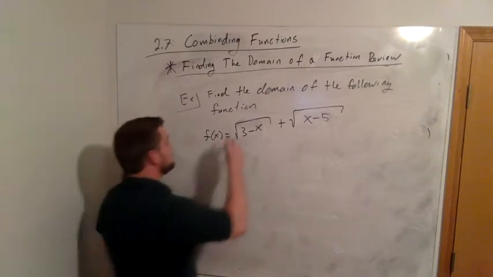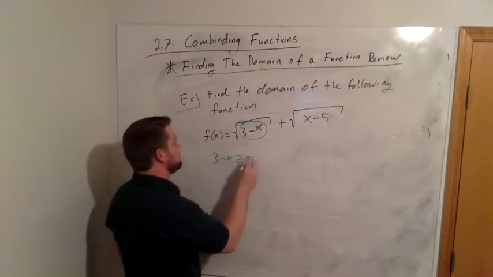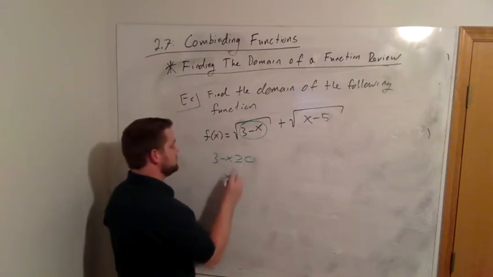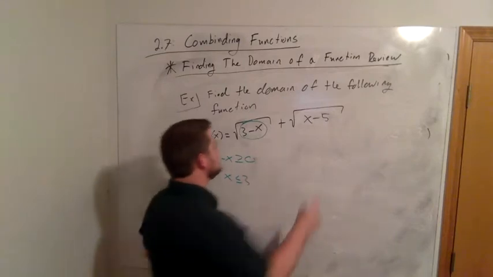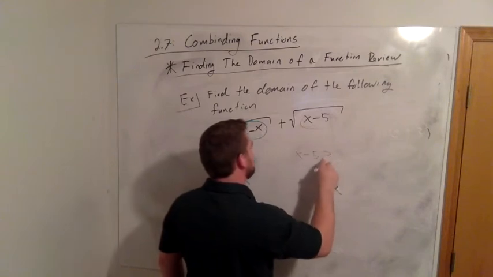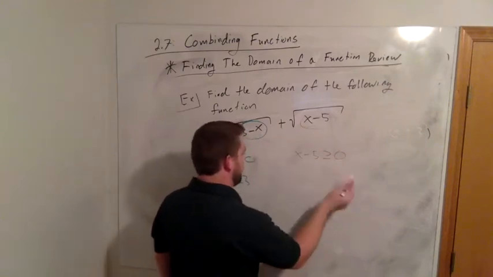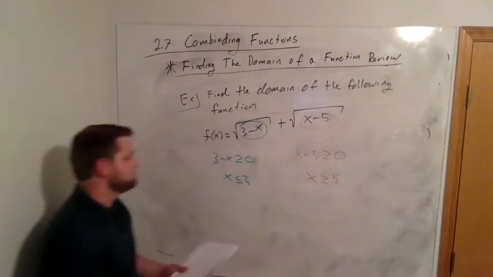Okay, so what needs to be true here is we need 3 minus x to be bigger than or equal to 0. So we must have x has to be less than or equal to 3. And we also need x minus 5 to be bigger than or equal to 0. Or add 5 to both sides. We need x to also be bigger than or equal to 5.